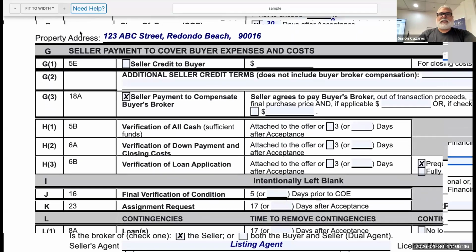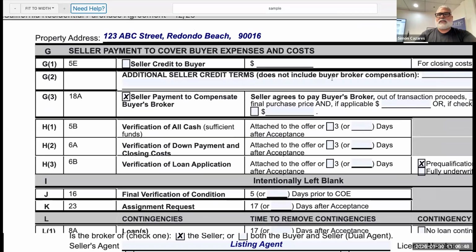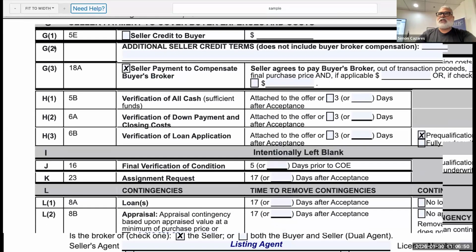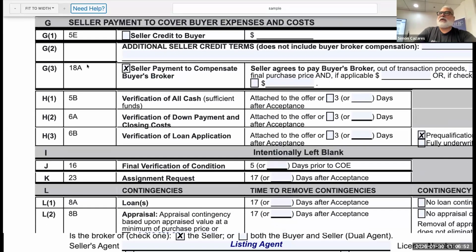All right, page 2, you want to make sure that the property address up here and the date all coincide. G1 talks about seller credit to the buyer. If the buyer is in desperate need of any concessions off the bat, then you're going to check this box here and say, I need X amount of money. If the buyer does not need additional money to close, then you leave it blank because the buyer is not asking for any additional closing costs.